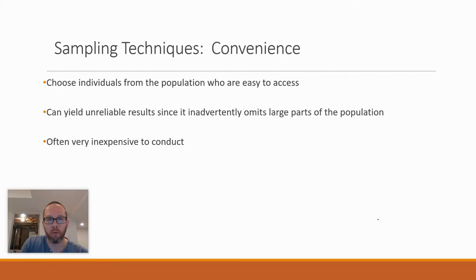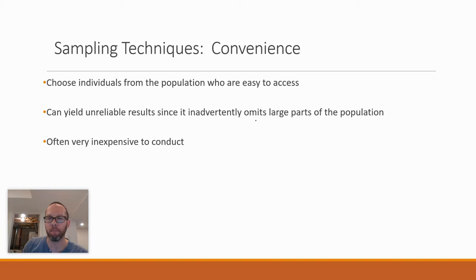You could also do a convenient sample. It's kind of as it sounds, you just do what's convenient. So if you wanted to get data from people at your school, you might just stand by the cafeteria doors and give out surveys or ask people questions and just do what's convenient. So you choose individuals from the population who are easy to access, but it can yield unreliable results since it inadvertently omits large parts of the population.